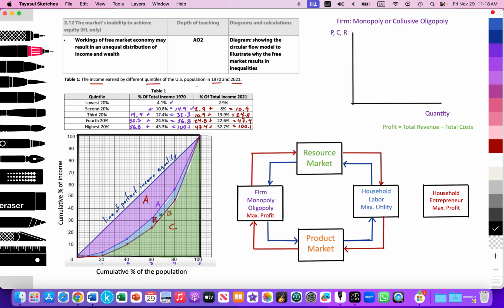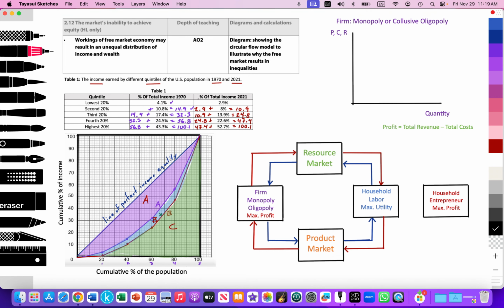The IB can give us data, particularly on paper 3. Here we have table 1 showing us the distribution of income in 1970. We can see that the lowest 20%, or the poorest 20%, had 4.1% of the total national income. And then we can see that 50 years later, it's been reduced to 2.9%. So the poorest 20% of the United States has been much worse off over half a century of economic growth in the United States.